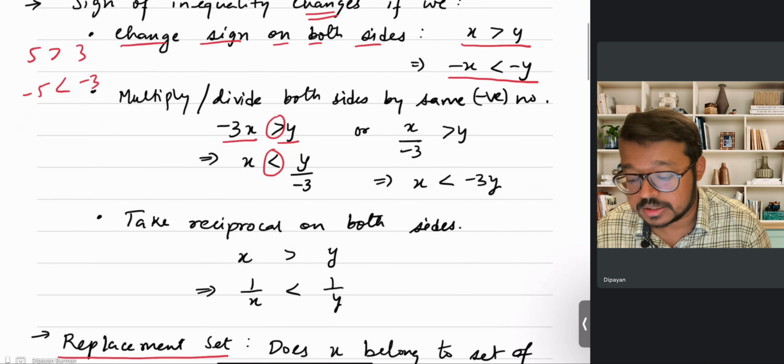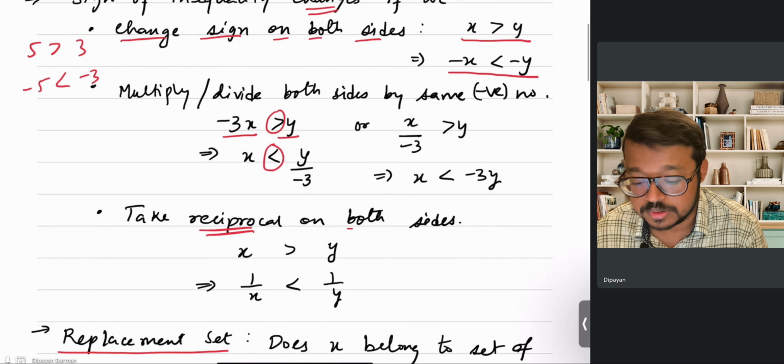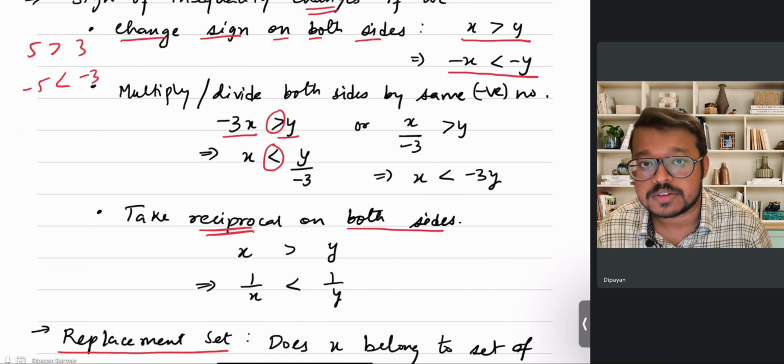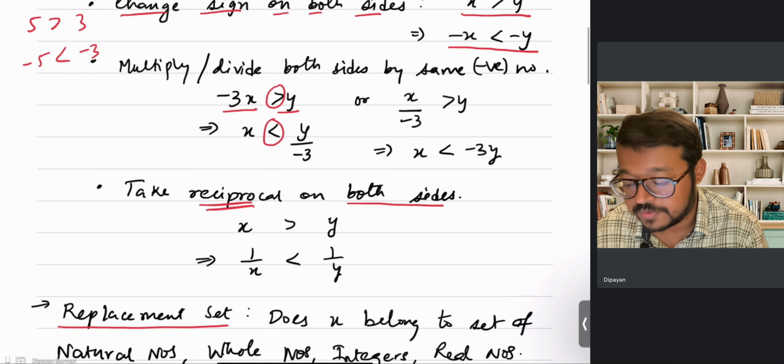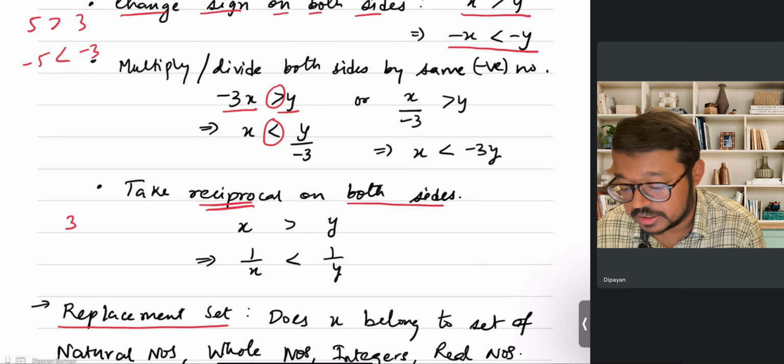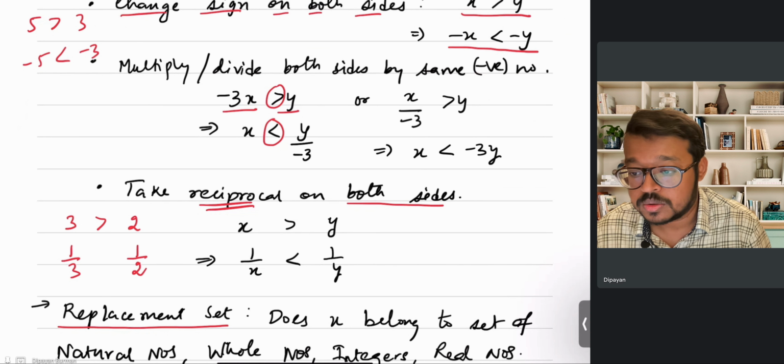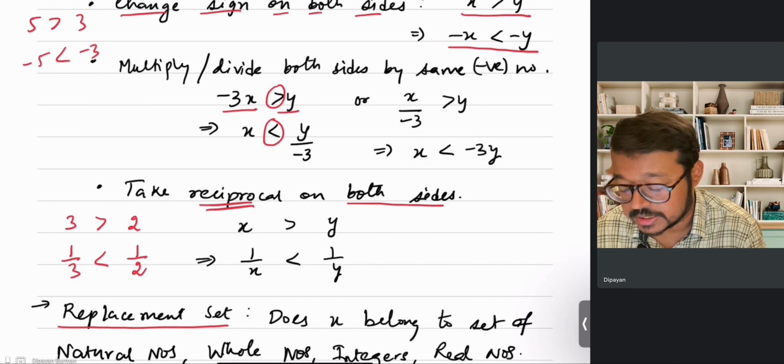And another thing, if we take reciprocal on both the sides, again the inequality sign will change. For example, if I had 3 greater than 2, but if I look at 1/3 and 1/2, we know that numerically 1/3 is less than 1/2.